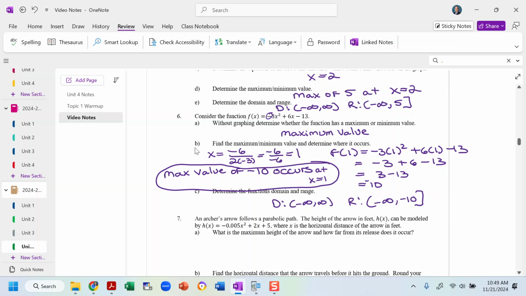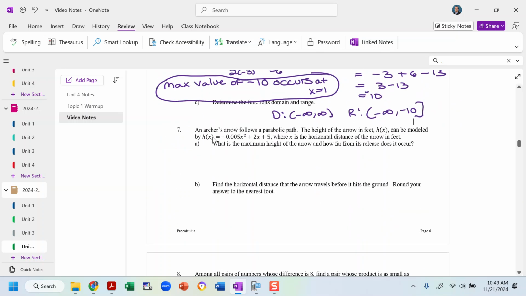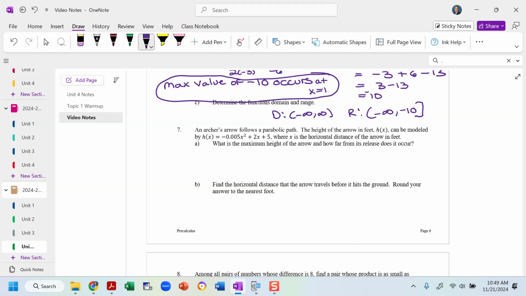Now this question here, the next one, so the archer's arrow follows a parabolic path, right? So it might help to draw this. The height of the arrow in feet can be modeled by the equation negative 0.005 x squared plus 2x plus 5, where x is the horizontal distance in feet. So basically, you have an archer. Here's h of x, and then here's x. And the archer shoots up the arrow, and then eventually it's going to come and hit the ground, right?